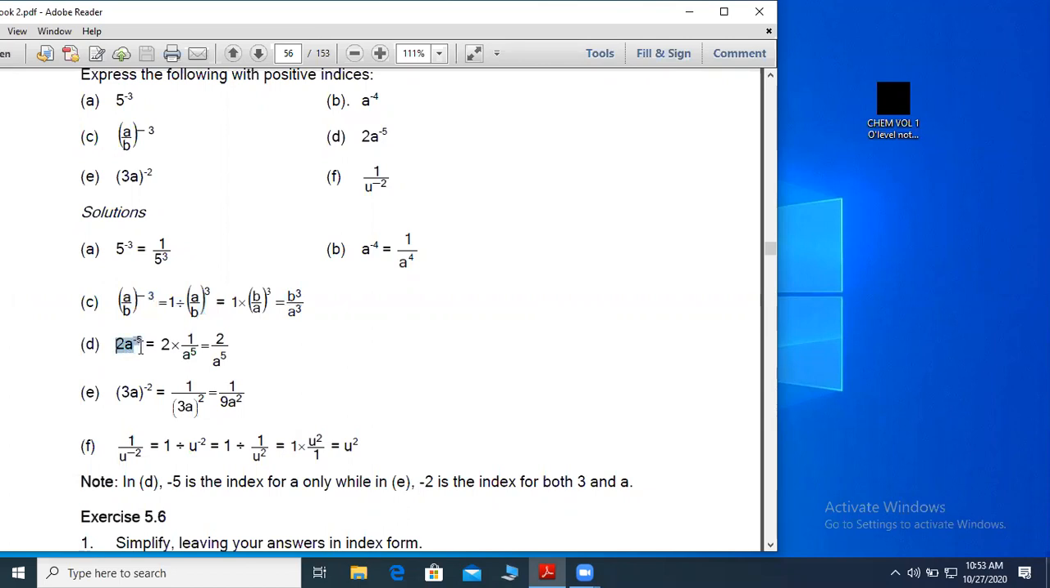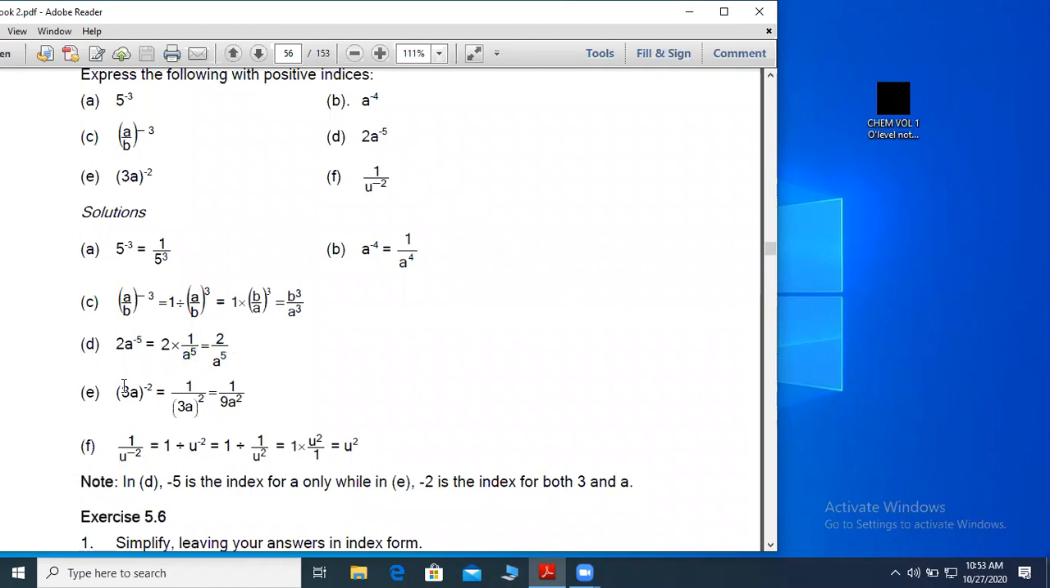2 to power negative 5. Now that one is the same as, 2 is a constant. It is the same as 2 multiplied by a to power negative 5, and a to power negative 5 alone is the same as 1 out of a to power 5. I think you agree with that. And this is what we are seeing there. So the final answer will be 2 out of a to power 5.